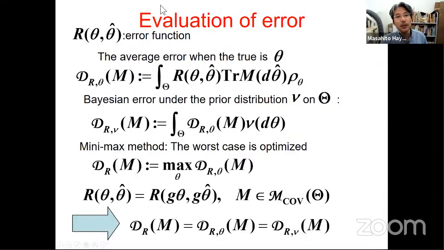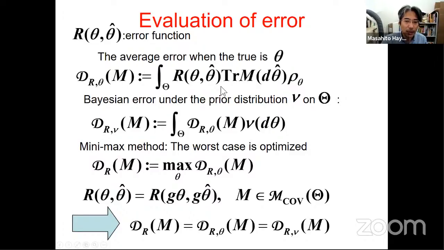So now we consider the evaluation of error. In that case, we have an error function, and we have this one. So this is some measure. So depending on the data, we have an integral over outcomes. Then this one gives some probability distribution. This is the formulation of quantum information. Under this distribution, we take the average of this error function. So we focus on this average error.